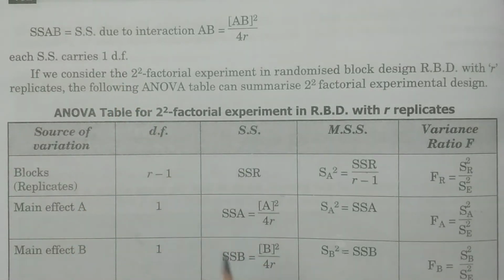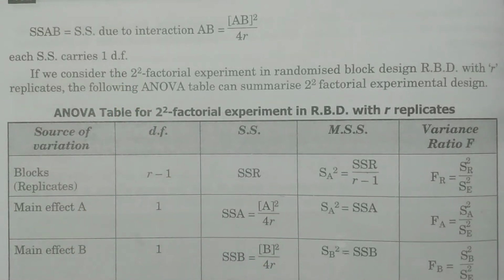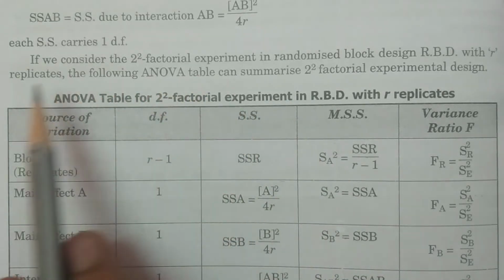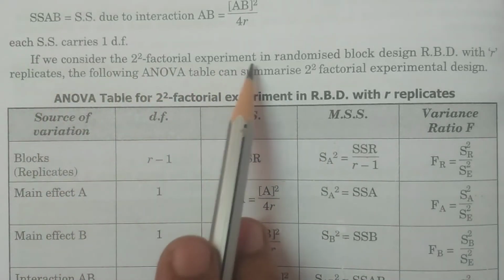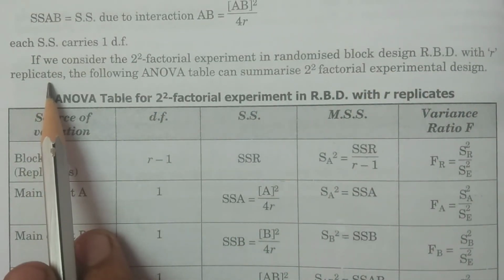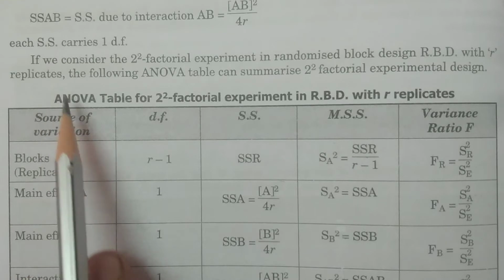Now this is the ANOVA table of the randomized block design for the 2² factorial experiment. You see, we consider the 2² factorial experiment in a randomized block design with r replicates, where a replicate means a repetition of treatments.